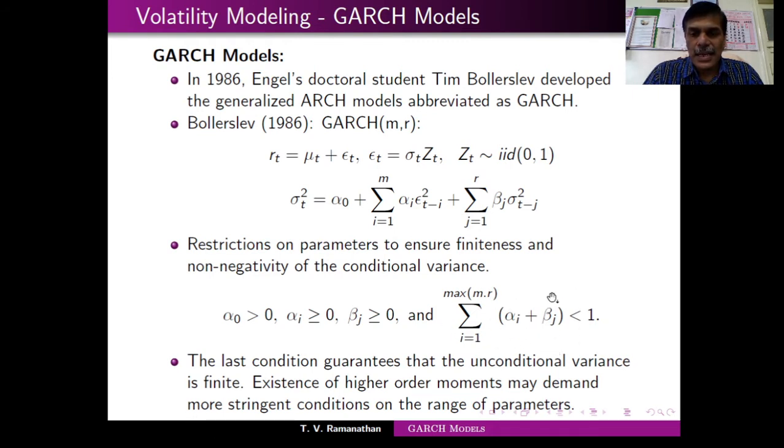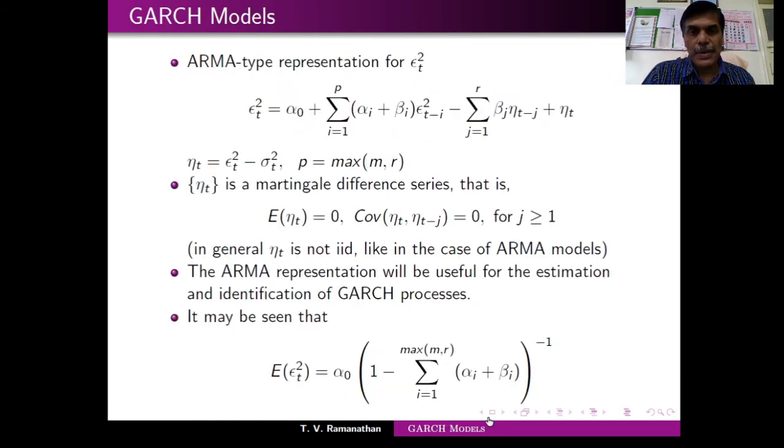That's the reason this condition comes. As I told you, as you get into higher and higher moments, the condition will be more and more stringent. It will not be simply like this. This is just to start with. So you can leave at this point, but then I'm not sure whether the variance exists, what will be the variance, what will be the fourth moments, etc. In order to have such things, we need to have more stringent conditions every time. So existence of higher order moments may demand more stringent conditions on the range of parameters.